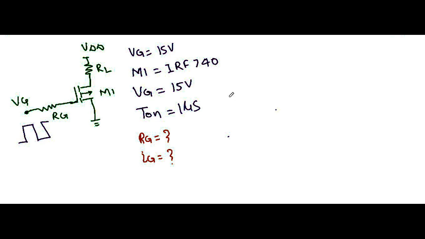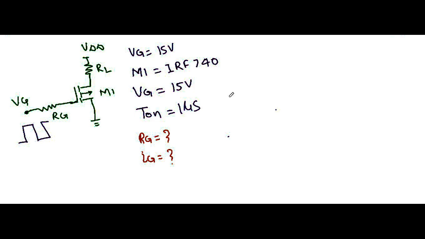Okay, this is a simple MOSFET based circuitry. This is VDD, load resistance, and the MOSFET M1. If you look at the gate drive of the MOSFET, it has the gate voltage VG, and I have connected one gate resistance RG here. Let us say your VG is 15 volt, the MOSFET you are using is IRF 740, and your T on time is 1 microsecond.